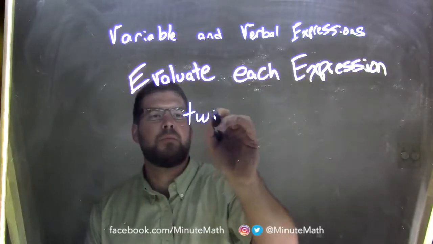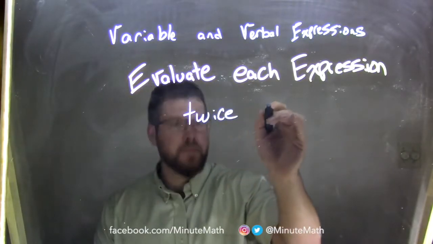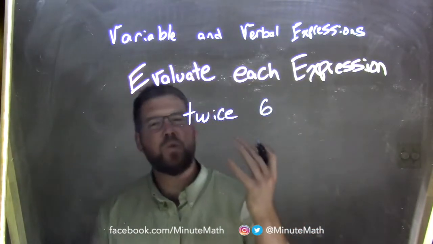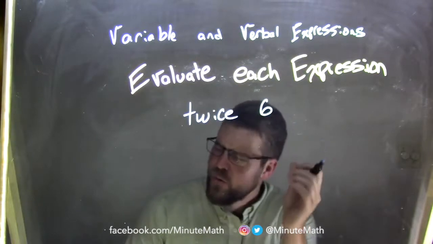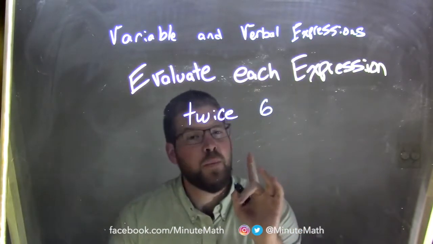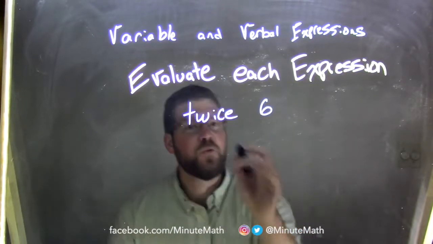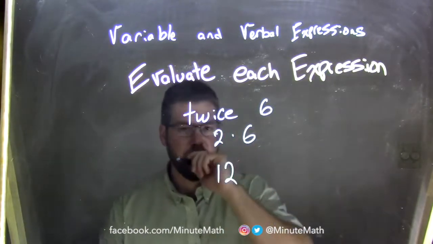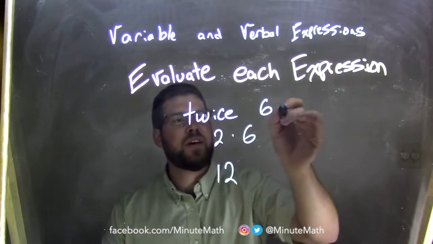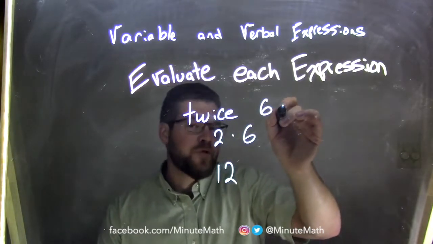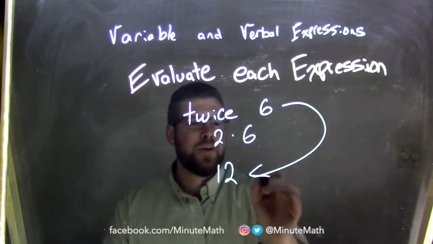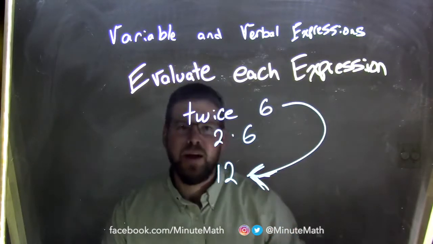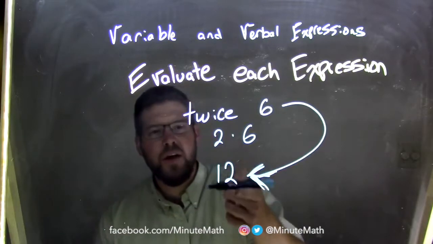Twice 6. Just twice 6. All right? If we have 6 twice, what would that be? Twice 6. Twice being multiplication by 2. So really, that's like 2 times 6. Well, 2 times 6 is just 12. So twice 6, that verbal expression, our answer when we evaluate it is that 12 right there. So twice 6 becomes that 12.